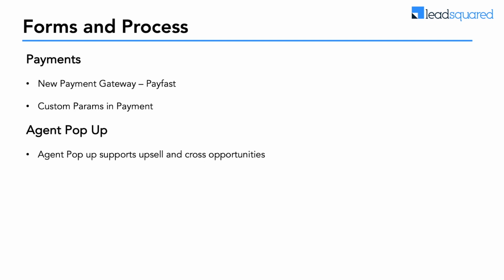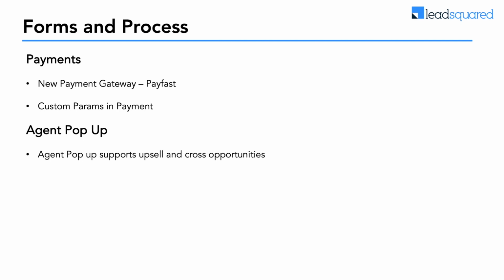Coming up next, we have forms and process. In payments, we have introduced a new payment gateway called PayFast. This is for South African tenants. We also support Paytm, Razorpay, PayUmoney, PayUBiz for Indian customers, as well as Stripe and Authorize.net for international and US-based tenants.